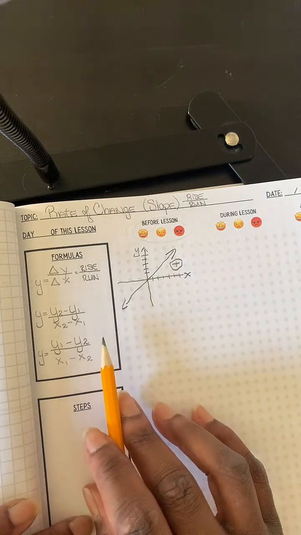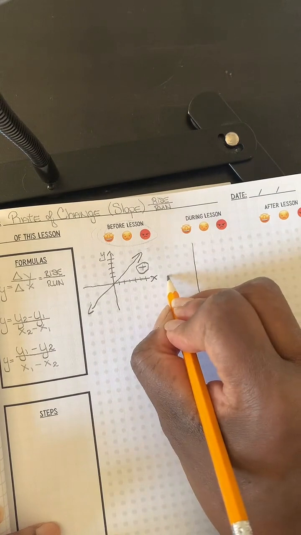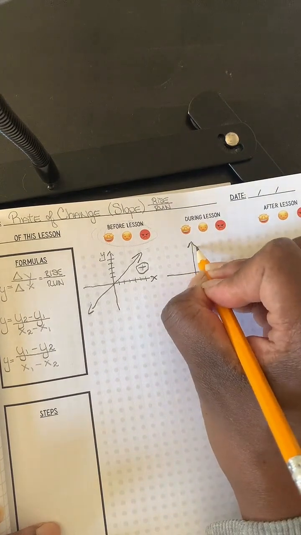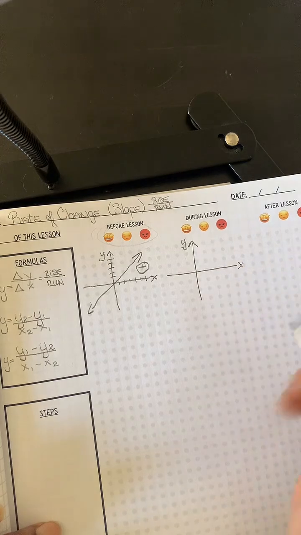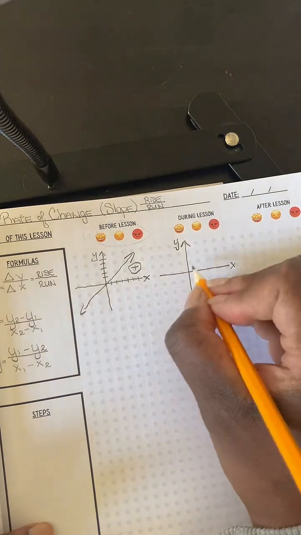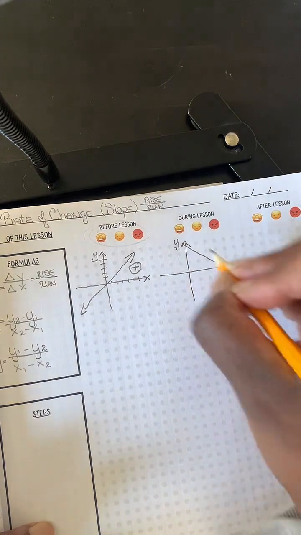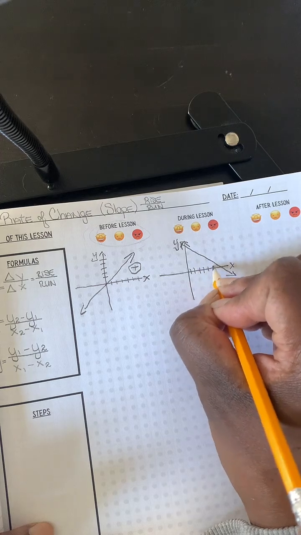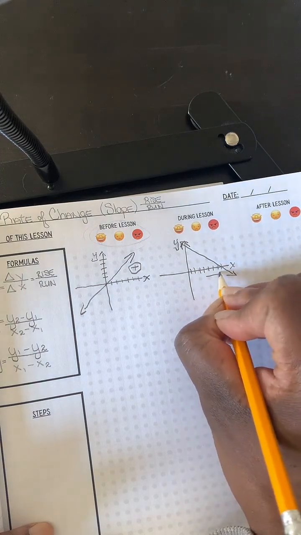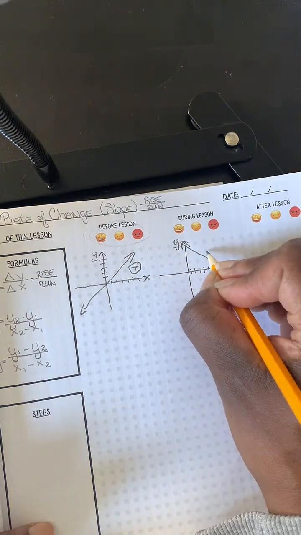I'll slide this over. Again, my y values go up and down, my x values left and right. So this time, if I draw a line this way, as my x values increase, my y values are decreasing.